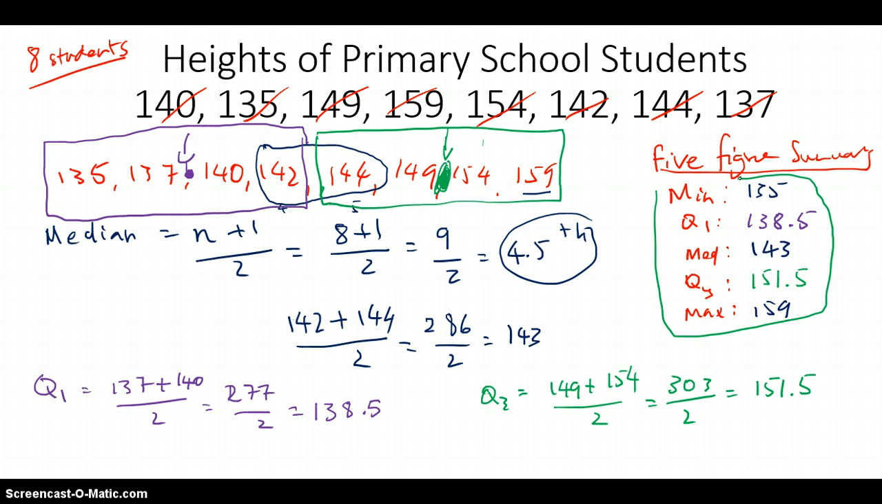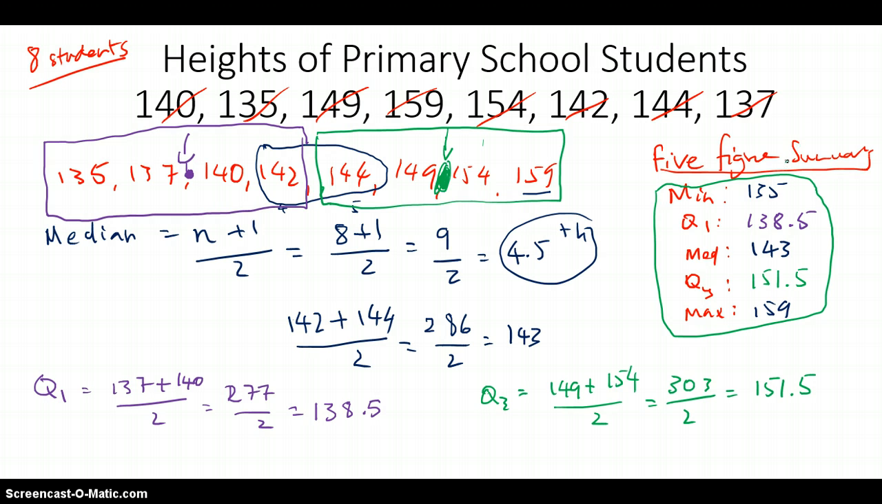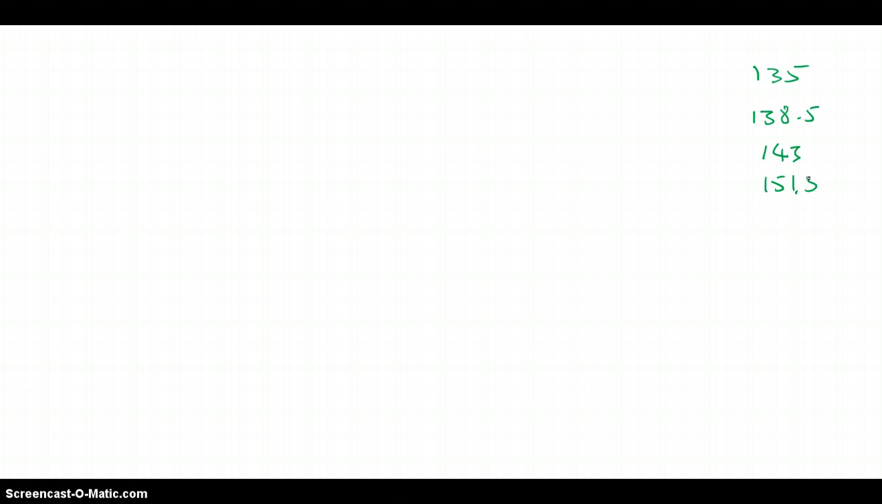What we can do is then construct a box plot from this. So I'm just going to quickly jot this down. So we've got 135, 138.5, 143, 151.5, and 159. So this is our min, this is our max, this is our median, this is Q1 and Q3. So let's construct a box plot.